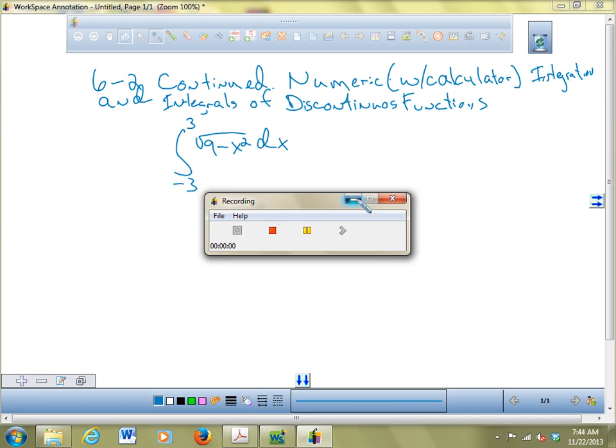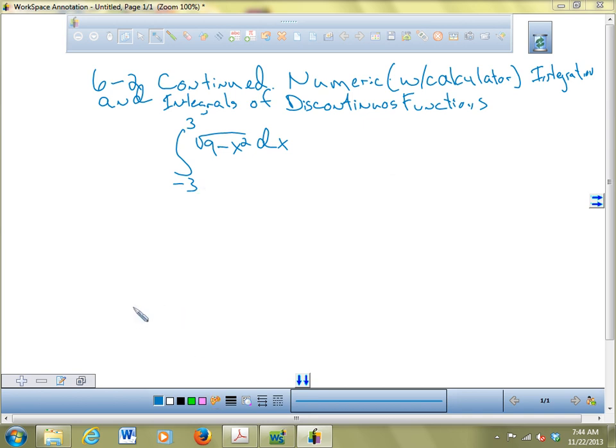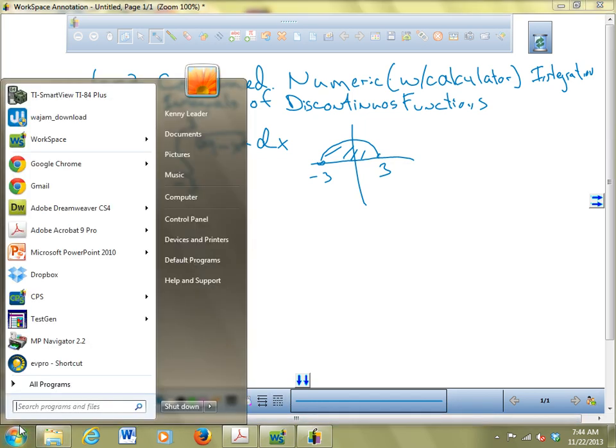We already learned how to do integrals with your calculator. We already know that this integral makes what shape? I gave this one yesterday. This makes a semicircle, and so we're going to find half the area of a circle with a radius of 3.